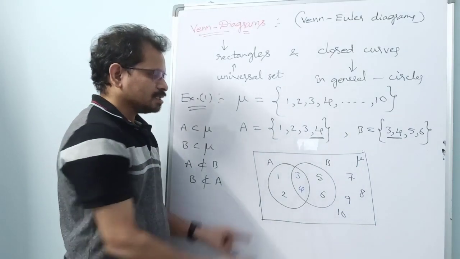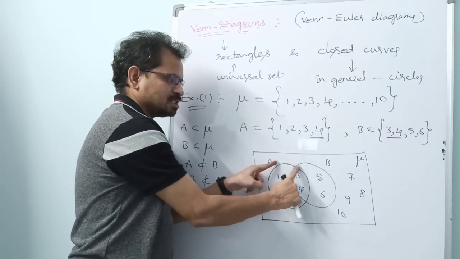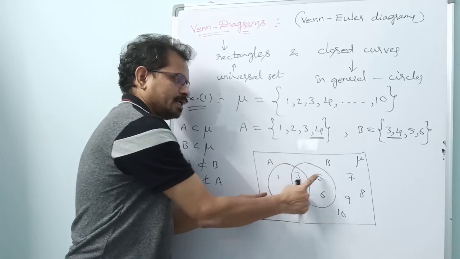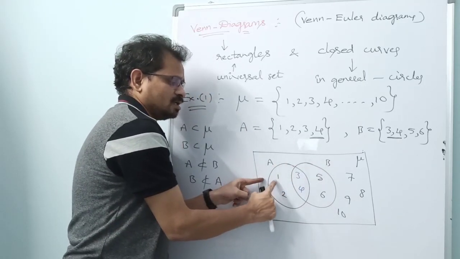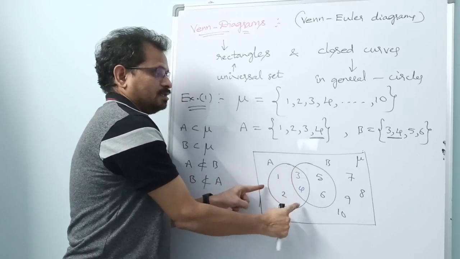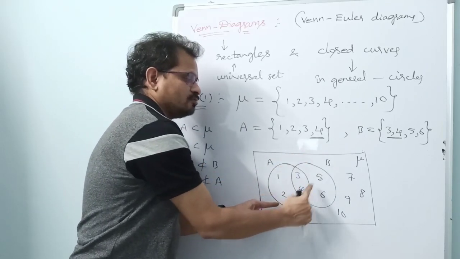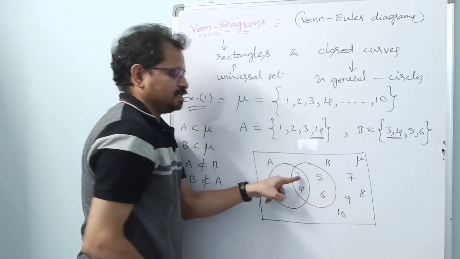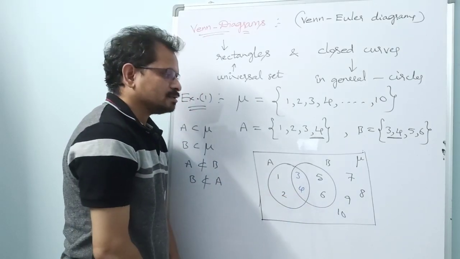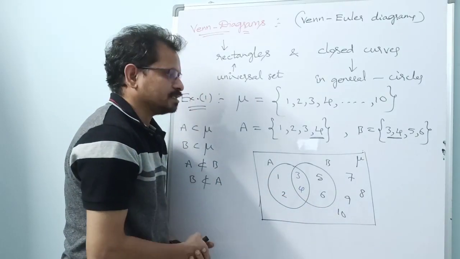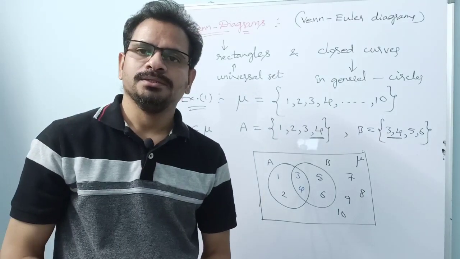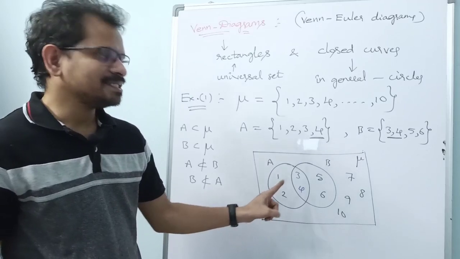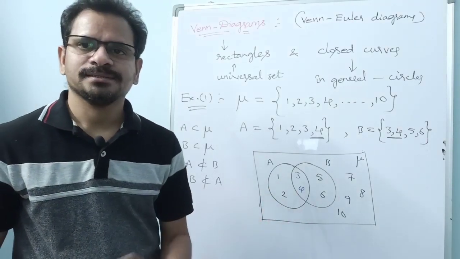Clear, no? See here, 1, 2, 3, 4. This region belongs to A, no? And this region belongs to B. So 1, 2, 3, 4 belong to A as well as 3, 4, 5, 6 belong to B. Here 3 and 4 are common. Got it? Right. So in this way we can use Venn diagrams to represent the relation between various sets. Got it?